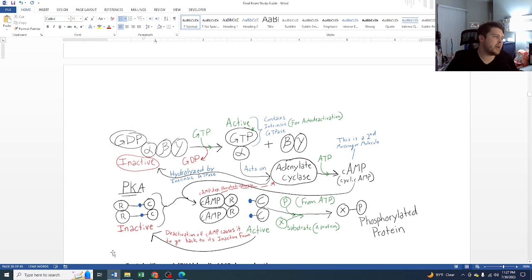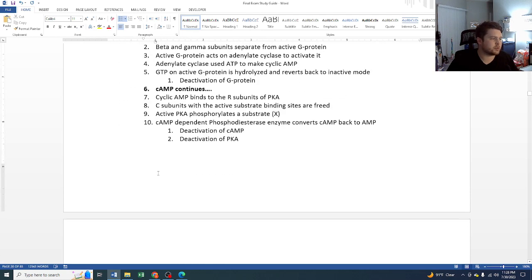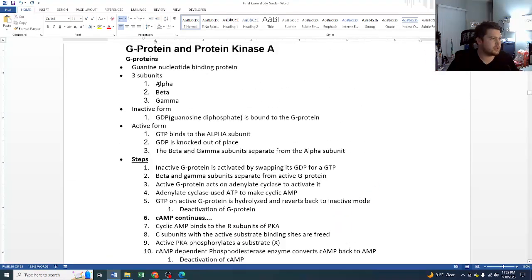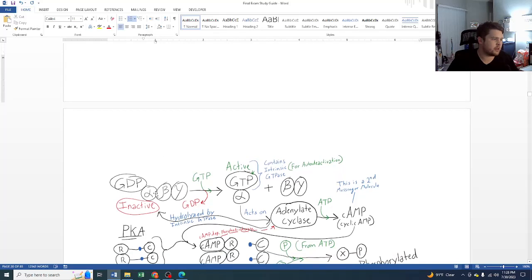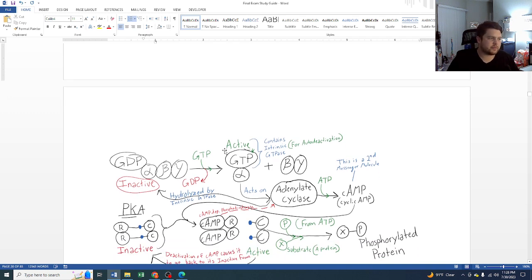Okay, so we have several different components of our G protein. We have the alpha, the beta, and the gamma components. And it has a GDP bound to it. A GTP is going to come in and activate it. When the GTP binds, the GDP pops off, and we have the active form. In the active form, the beta and the gamma subunits are going to separate from the alpha and the GTP.